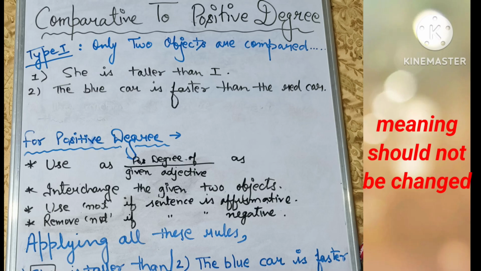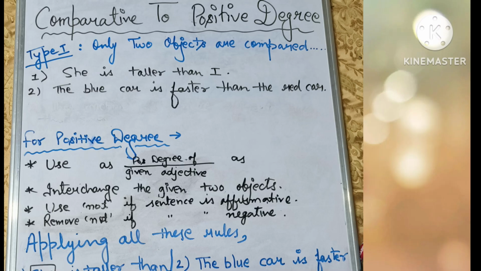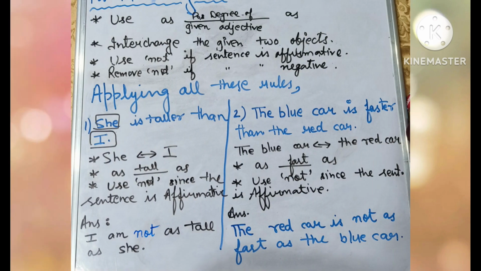So there are 3 rules totally. The first rule was as positive degree as. The second was that you have to interchange the objects. The third is if negative, then you have to make it positive; if positive, then you have to make it negative. Right, now we just transform the sentence. She is taller than I. So we'll start with I as our rule says. The sentence is in present tense, so we'll use am for I. I am. Then in place of taller than, we will use as tall as, right? I am as tall as she.